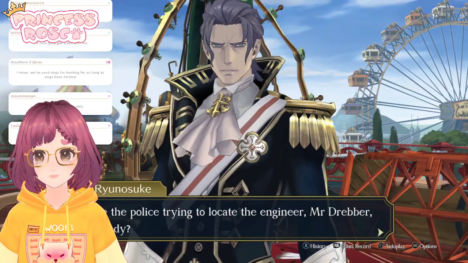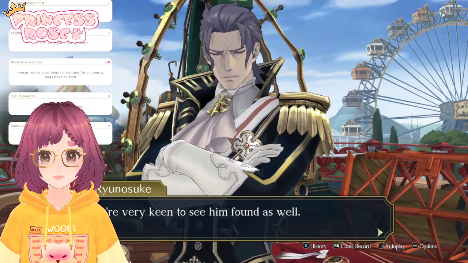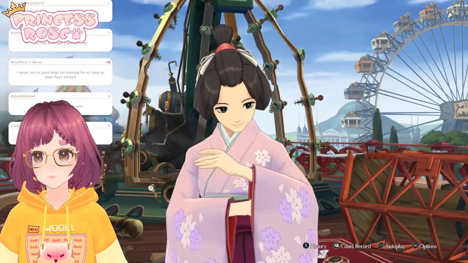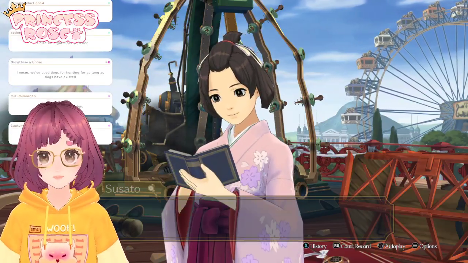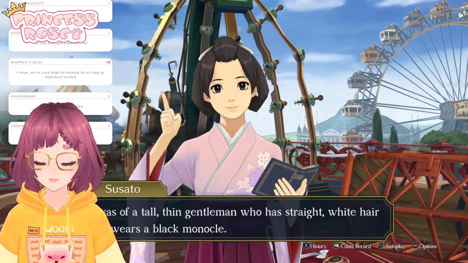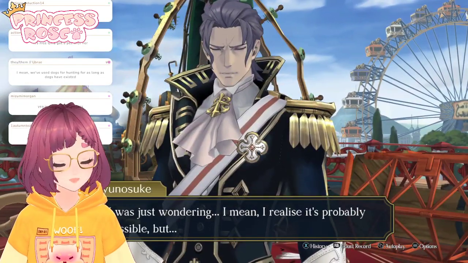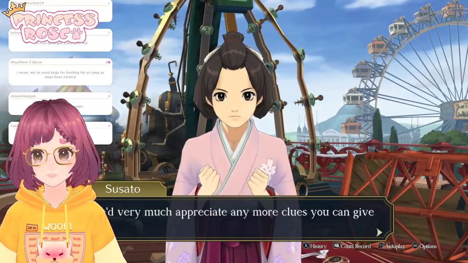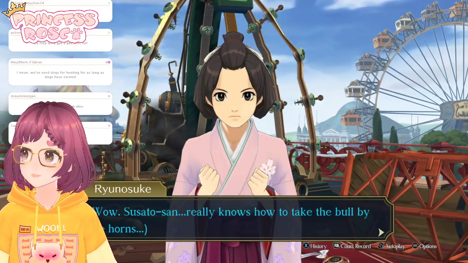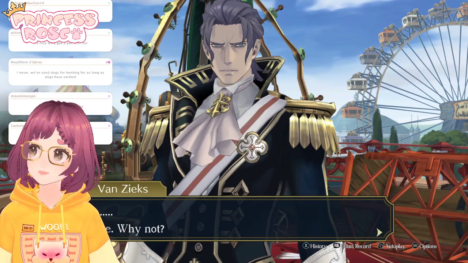Are the police trying to locate the engineer, Mr. Drubber, already? Surely that goes without saying. We're very keen to see him found as well. The trouble is, we don't have much to go on aside from the description of the man we heard in court earlier. Which, according to Professor Hairbrain, was of a tall, thin gentleman who has straight white hair and wears a black monocle. So, I was just wondering, I mean, I realize it's probably not possible, but we'd very much appreciate any more clues you can give us. Wow, Susato-san really knows how to take the bull by the horns. Fine. Why not?